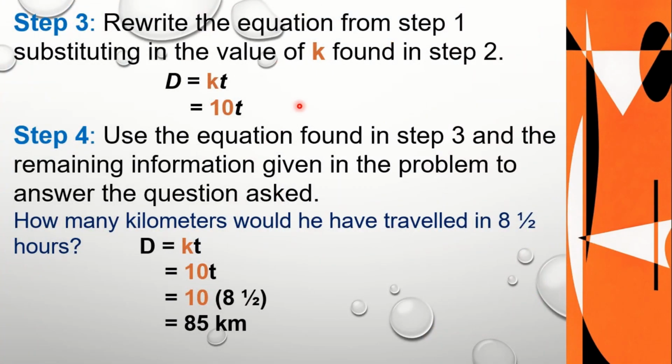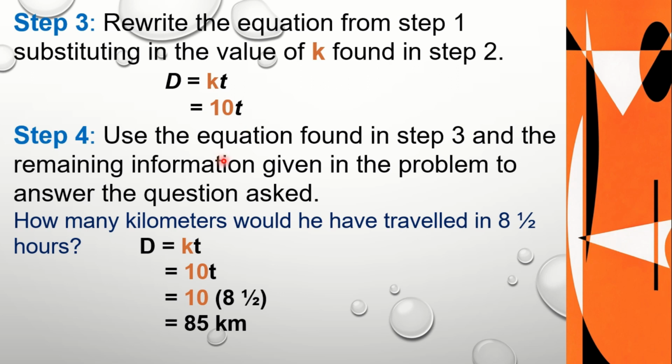3. Rewrite the equation from step 1, substituting the value of k found in step 2. So we are going to use the first equation given, which is d is equal to k times t. So we just substitute the value of k, which gives d is equal to 10 times t. So ito ngayon ang gagamitin nating equation para ma-solve yung tinatanong dun sa problem, or yung bagong distance given the time.